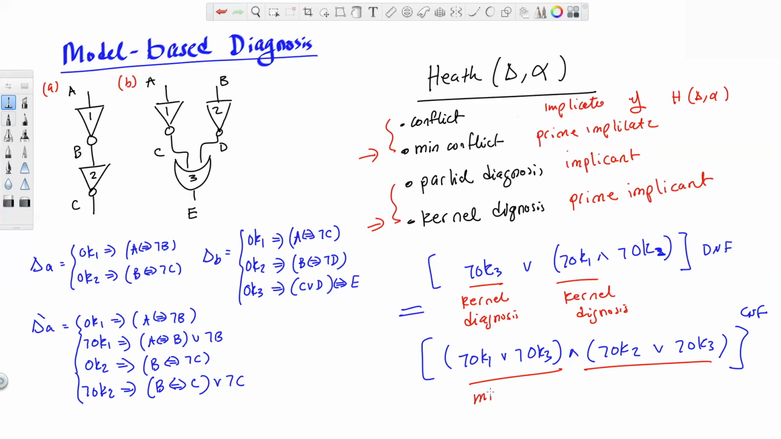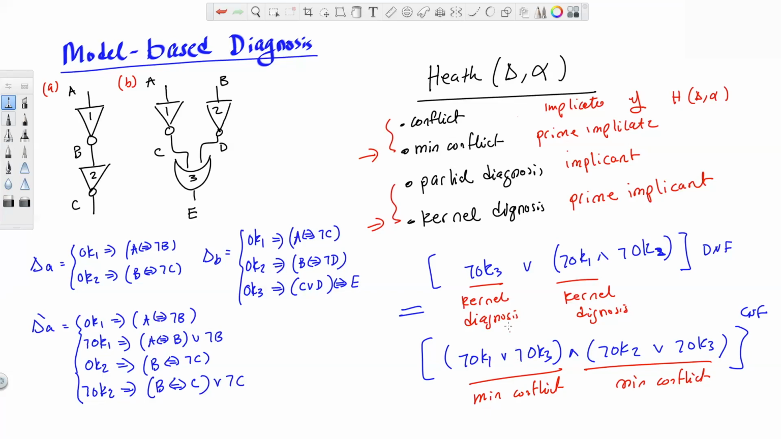So this is what people would call a min conflict, and they will call this a min conflict as well. Intuitively, there are different ways of communicating what went wrong, right? This form is saying, look, one of these must have been broken, and one of these must have been broken, and so on. Each part of this is picking a subset of the components and saying one of them broke. And moreover, it's minimal. That is, you cannot make it any shorter.